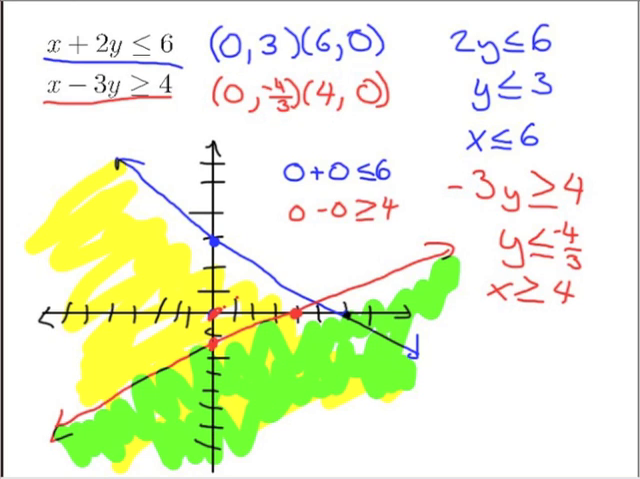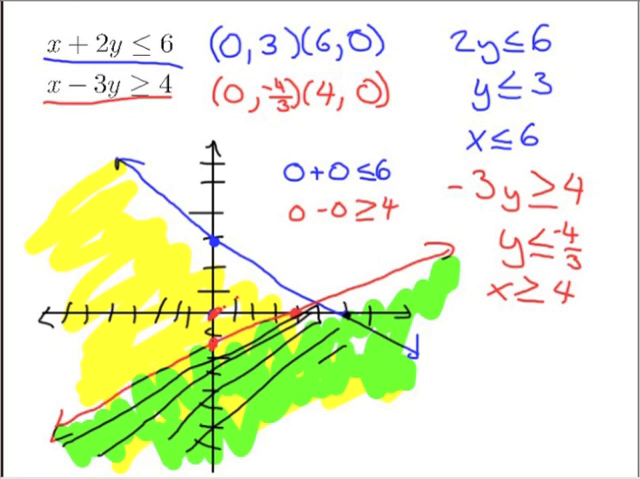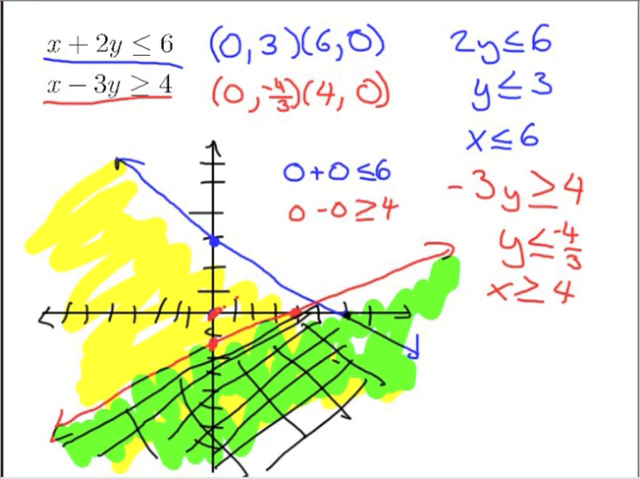Our answer is where both areas are shaded. So our final solution ends up in this area down here. We're looking for where there's overlap between the two lines.